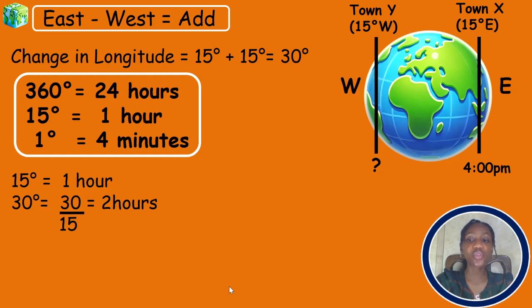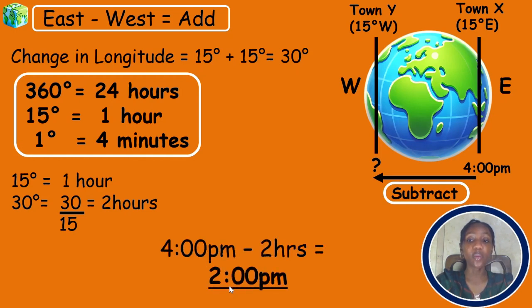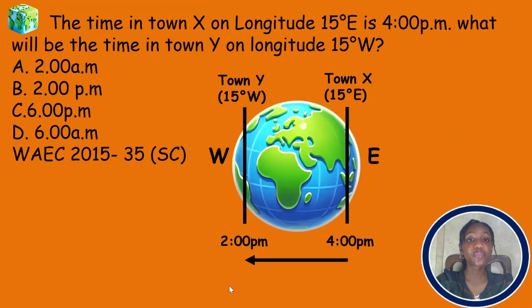So first of all, we need to determine what direction we are moving in. We can decipher this by looking at the direction of the unknown. So if I draw an arrow, it will point to the west. Remember that if someone goes west, they lose a day, which is basically subtraction. To get our final answer, all we need to do is subtract our longitude difference that we've converted to time difference, which is 2 hours, from the time that we know. And if we do that, we have 2 p.m. as the final answer.